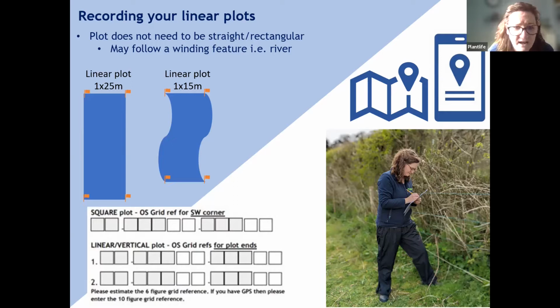Also, as I've said, and shown in this little diagram here, the linear habitat may well be shorter than the length of the linear plot. Ideally, of course, we'd like a 25-meter plot, but sometimes that's just not possible. So again, record the complete length of the linear feature and note the length that you've surveyed.